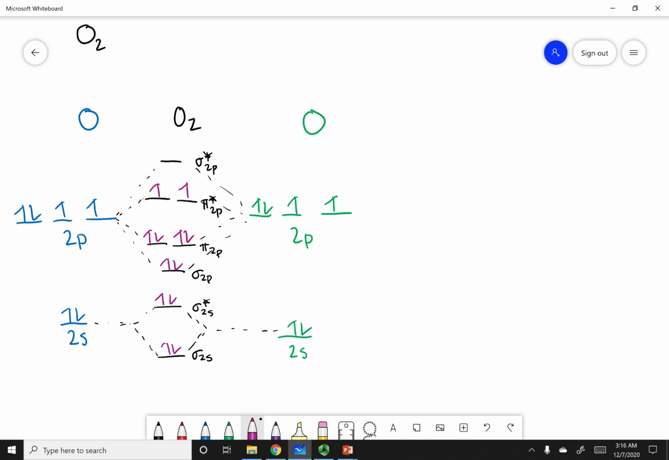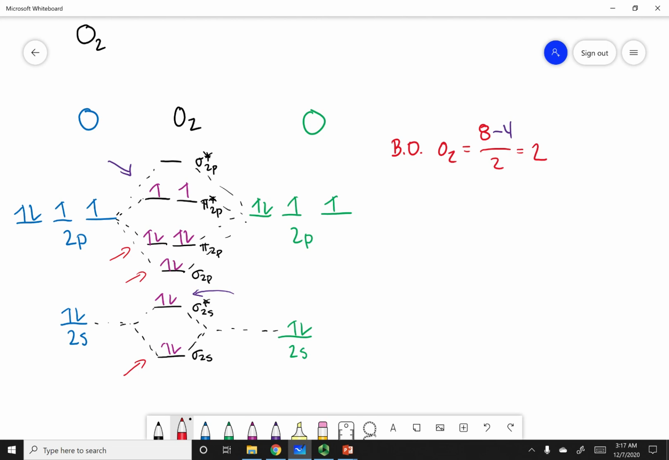So let's go ahead and calculate the bond order for O2. So if we count bonding, 1, 2, 3, 4, 5, 6, 7, 8. So there's going to be 8 bonding electrons, and there's 2 anti-bonding electrons here, and another 2 up here. So minus 4 divided by 2, so I get a bond order of 2. And this should make sense to you. O2 has a double bond between it.